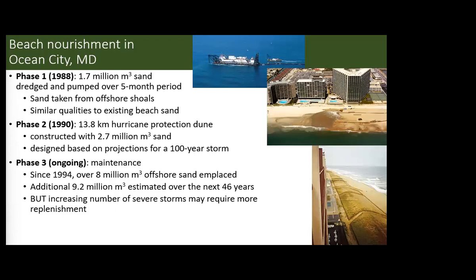So yeah, this is what beach nourishment looks like in Ocean City. Phase one, we have 1988, 1.7 million cubic meters of sand. That is a huge amount of sand. So imagine just the physical feat that it would take to dredge that much sand. A cubic meter is probably about the size of this podium right here. 1.7 million of these, just moving sand.